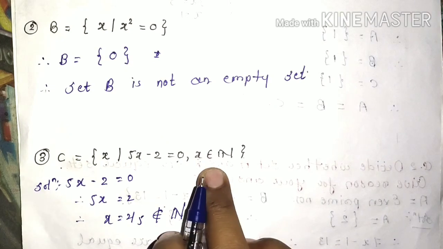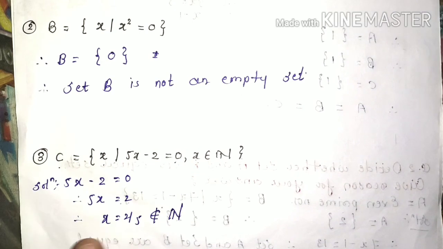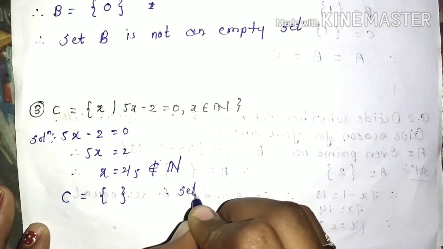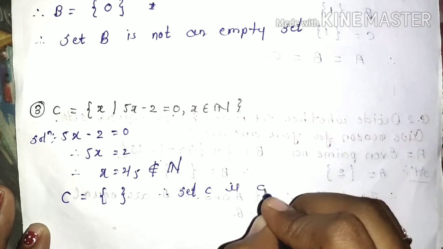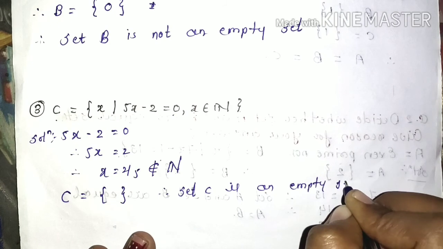According to the condition given over here, x should belong to natural numbers, but here x equals 2 upon 5, which does not belong to natural numbers. So set C is going to be empty. Hence set C is an empty set.